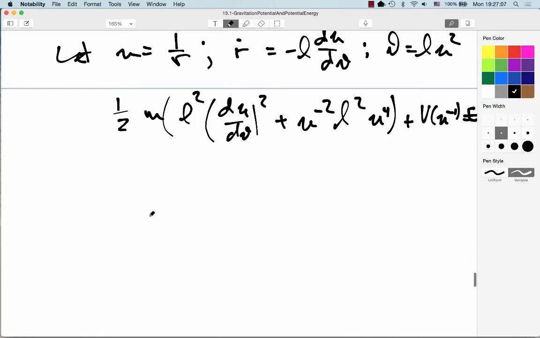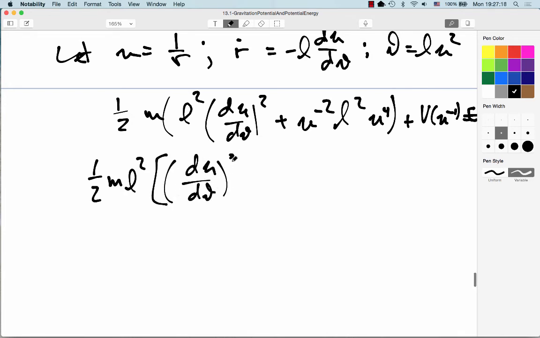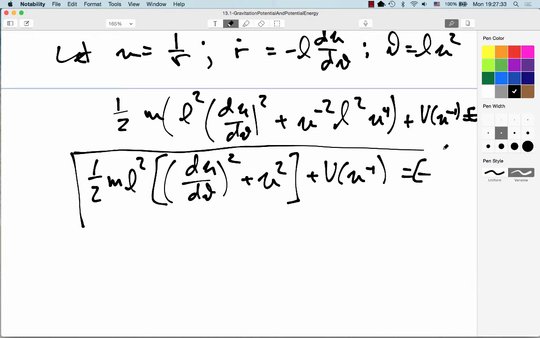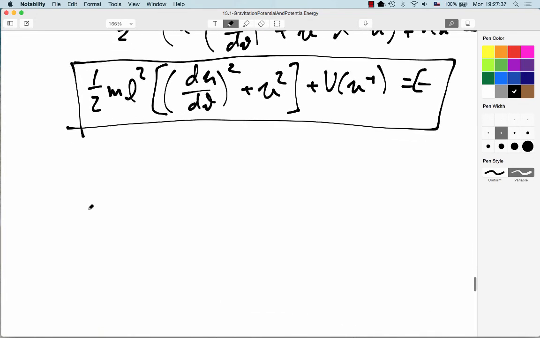All right, we can clean this up just a little bit. There's an L squared everywhere in here. So we write this at least as 1/2 m L squared times du d theta squared. So this isn't the second derivative, it's the first derivative squared, plus u squared, after we do the cancellations there, plus V of u to the negative 1 equals the total mechanical energy. So that is the energy equation of the orbit.